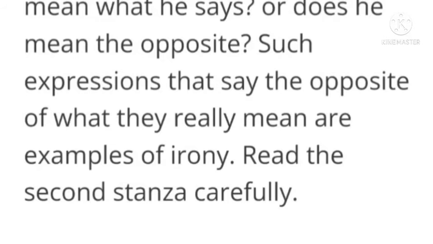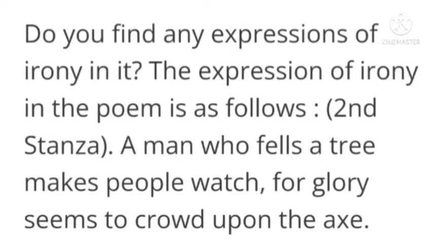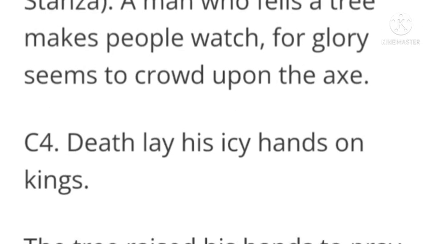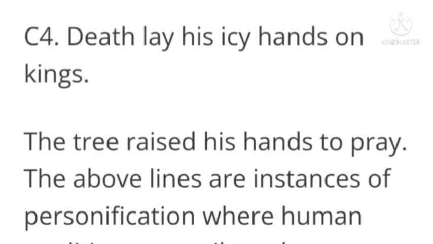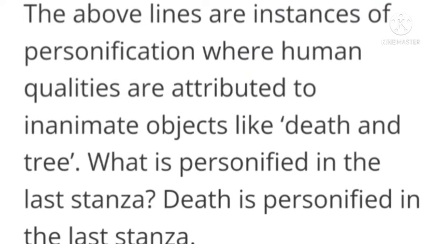Read the second stanza carefully. Do you find any expression of irony in it? The expression of irony in the poem is as follows: "A man who feels a tree makes people watch, for glory seems to crowd upon the axe. Death lay his icy hands on kings. The tree raised his hands to pray." The above lines are instances of personification, where human qualities are attributed to inanimate objects like death and tree.